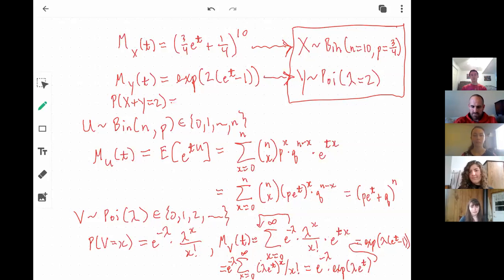So x could be 0, y could be 2, they could both be 1. Exactly. So x could be 0 and y could be 2, and since we have independence, we can just do it this way, yes? X could be 0 and y could be 2, or x could be 1 and y could be 1, or x could be 2 and y could be 0. And we know full well how to compute those probabilities.